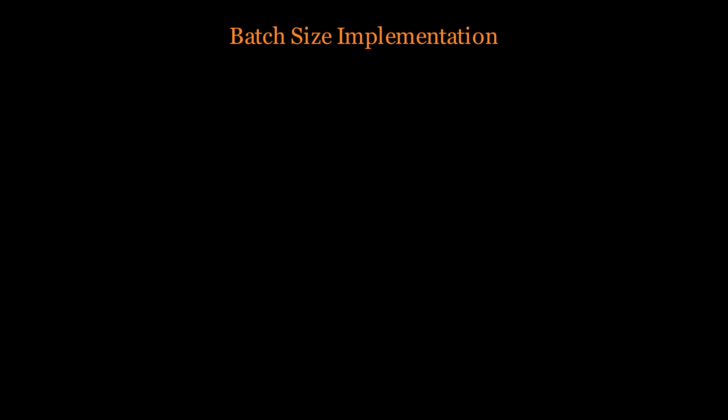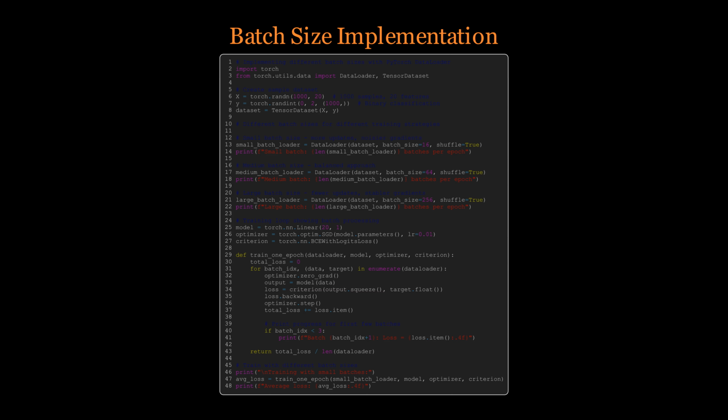Here's how to implement different batch sizes in practice using PyTorch's data loader. The batch size parameter controls how many samples are loaded together for processing. This code demonstrates how batch size affects training. We create data loaders with different batch sizes: 16, 64, and 256. Notice how the number of batches per epoch changes inversely with batch size. Smaller batches mean more parameter updates per epoch, while larger batches mean fewer but more stable updates.